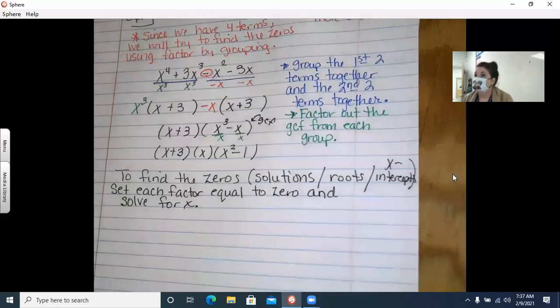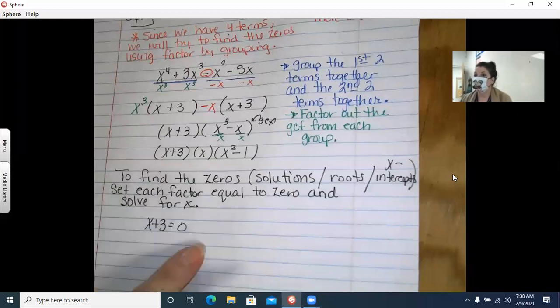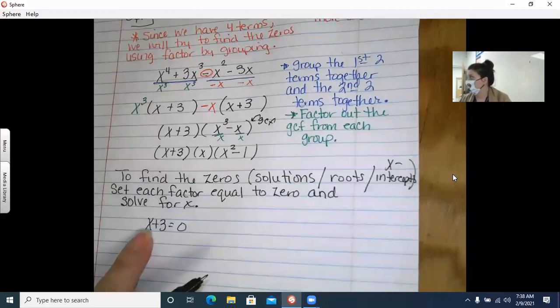As a reminder, remember at the top of our paper we wrote the degrees tell you how many zeros you had. And didn't we say this polynomial had 4 degrees? It's the highest number of degrees. So we should have 4 zeros when we're finished, okay? So my first factor is x plus 3. Set it equal to 0. Since x has 1 degree, I know I'm going to get 1 solution from that factor.